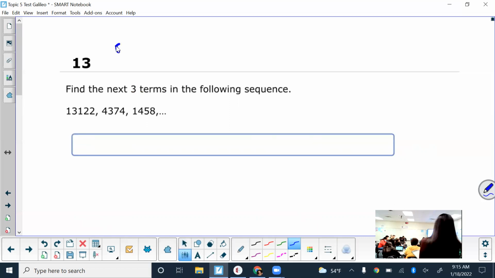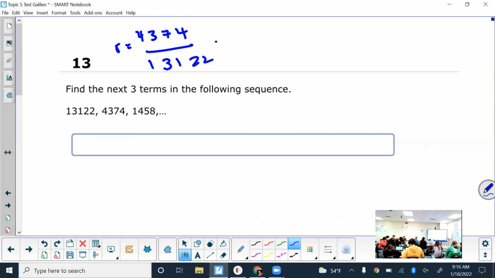You need to find the common ratio. So again, take one of your numbers, except for maybe the first number, and divide it by the number before it. So 4,374 divided by 131.22. I'm going to put that in my calculator because I don't know how to reduce that in my head. And when I put it in my calculator, it gives me the decimal 0.3 repeating. Do you guys know what that is as a fraction?